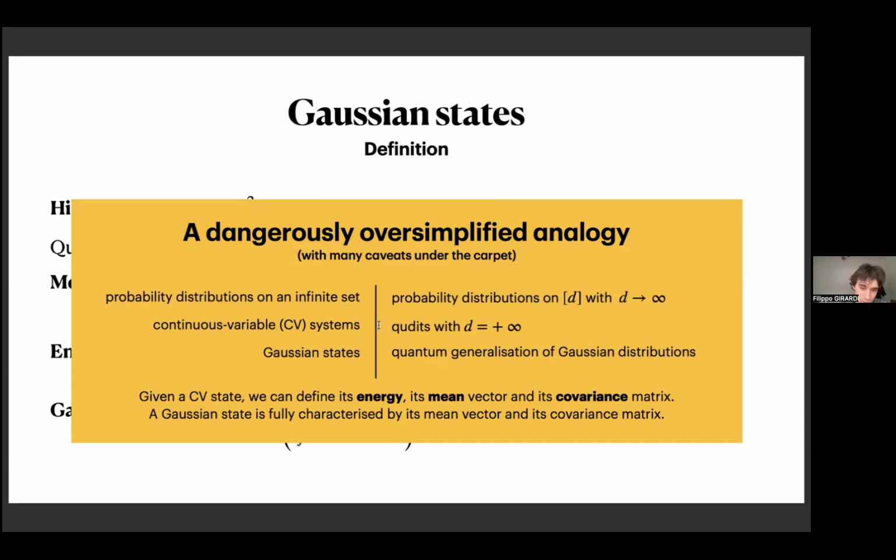Apart from this, which you know way better than what I'm saying, what I want to stress is that for continuous variable states, we will care about their energy, their mean vector, and their covariance matrix. These will be the crucial quantities that we are going to use during this presentation. And also remember that a Gaussian state is fully characterized, and this is the same also for classical distributions, as you perfectly know, by its mean vector and its covariance matrix, uniquely identified by them.